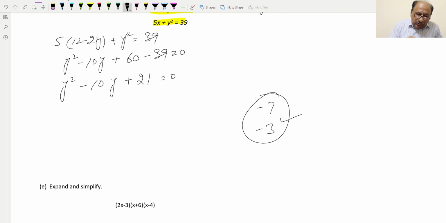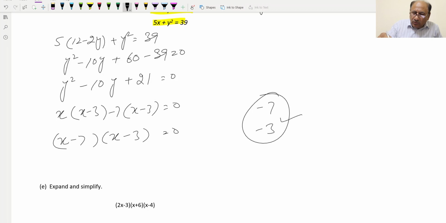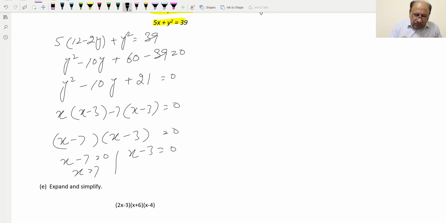So I'll keep the gap for the step: (y minus 7)(y minus 3) is equal to 0, an intermediate step which you will have to write for your full marks. That's all. This is rough work which I'm erasing. So this implies y minus 7 is equal to 0 and y minus 3 is equal to 0. So y is equal to 7 and y is equal to 3. These are the two values which we got, and this is not x basically, this is y. I wrote x here by mistake, so this is all y.